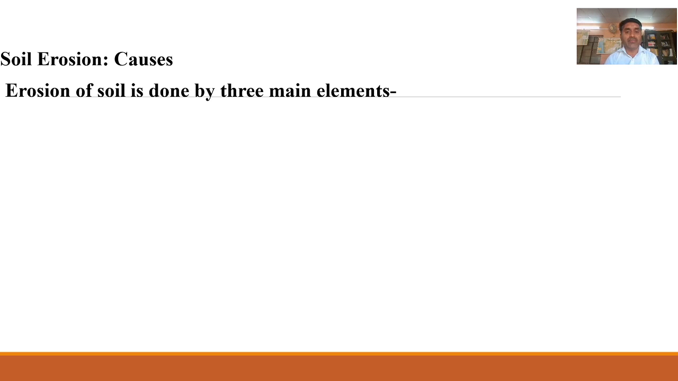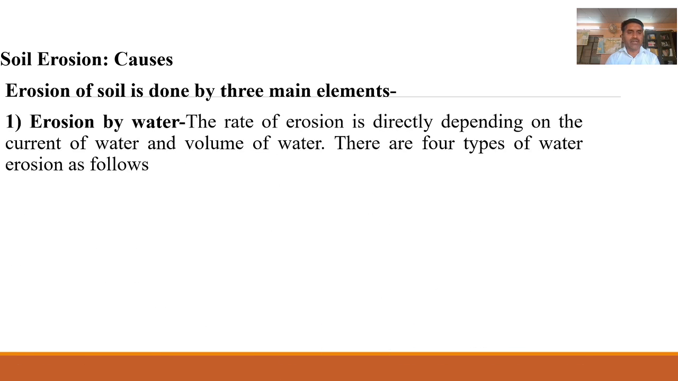Erosion of soil is done by three main elements, that is, erosion by water. The rate of erosion directly depends on the current of water and volume of water. There are four types of water erosion as follows. As you know, there is a flow of water in the form of rivers, channels, streams, gullies, and big rivers.